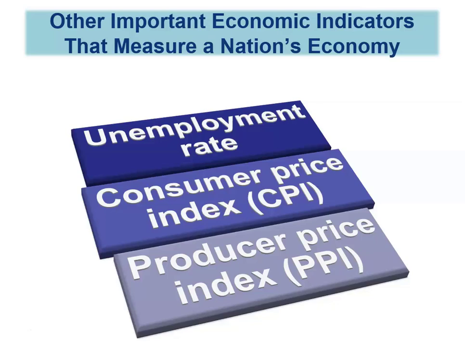Then we have the Consumer Price Index. This is a monthly index that measures the changes in prices of a fixed basket of goods that are purchased by a typical consumer in an urban area. We're looking at whether prices are going up or down. Are we seeing inflation or deflation? And then the last is the Producer Price Index, or the PPI. The PPI is an index that measures prices that producers receive for their finished goods and services.